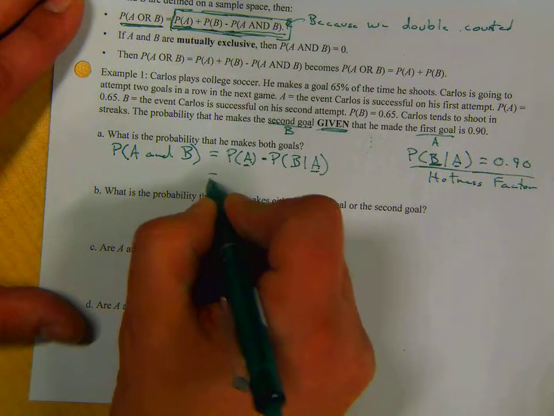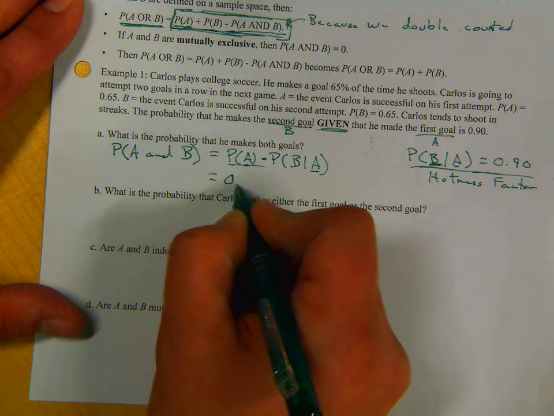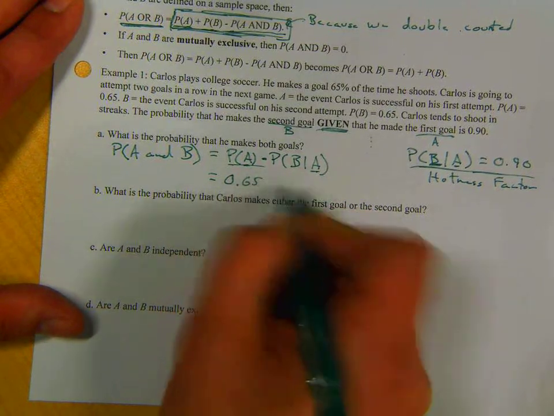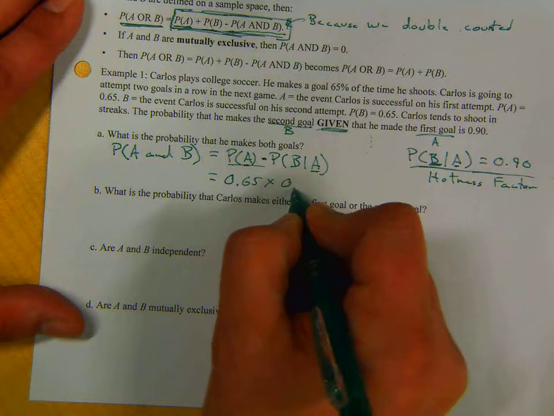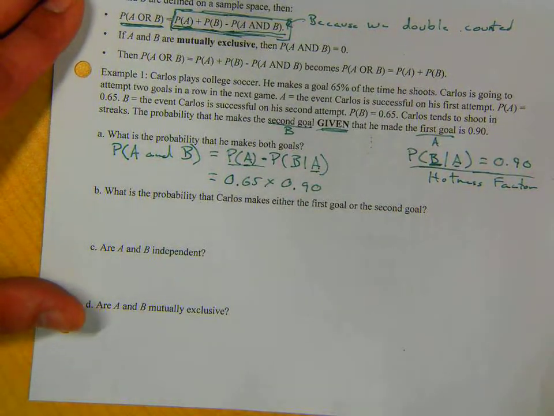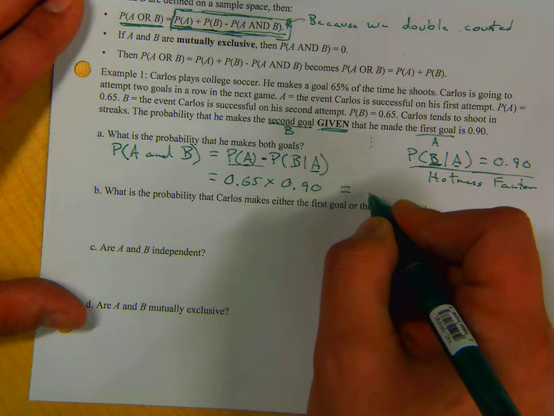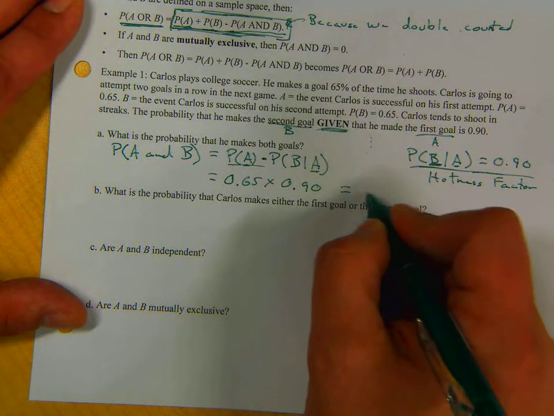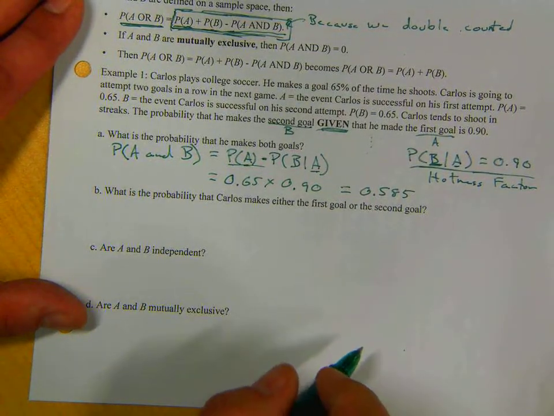So because we know what these probabilities are, P of A is 0.65, and then we're going to multiply by this hotness factor, this 0.90, and I'm going to get something I don't know. I need some help now. 0.65 times 0.90 is 0.585. Yes. Yeah, you getting that?